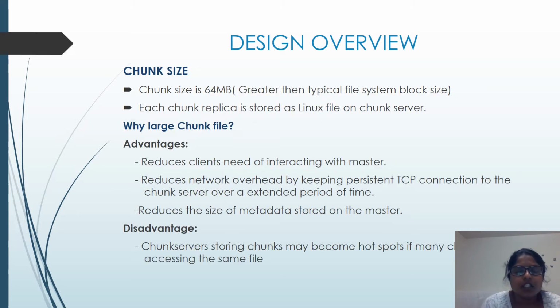Chunk size. Chunk size is one of the key design parameters in this system. A file is divided into small sized units called chunks, and each chunk size is 64 MB, which is greater than a typical file system block size. Each chunk replica is stored as a Linux file on a chunk server. Lazy space allocation avoids wasting space due to internal fragmentation, perhaps the greatest objection to a large chunk size.